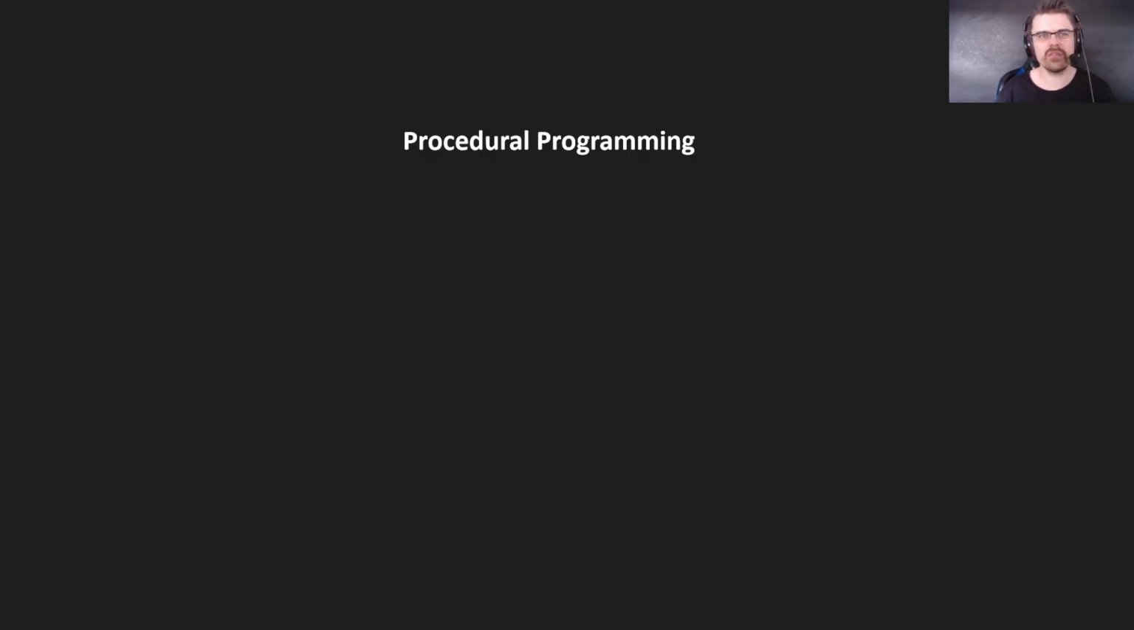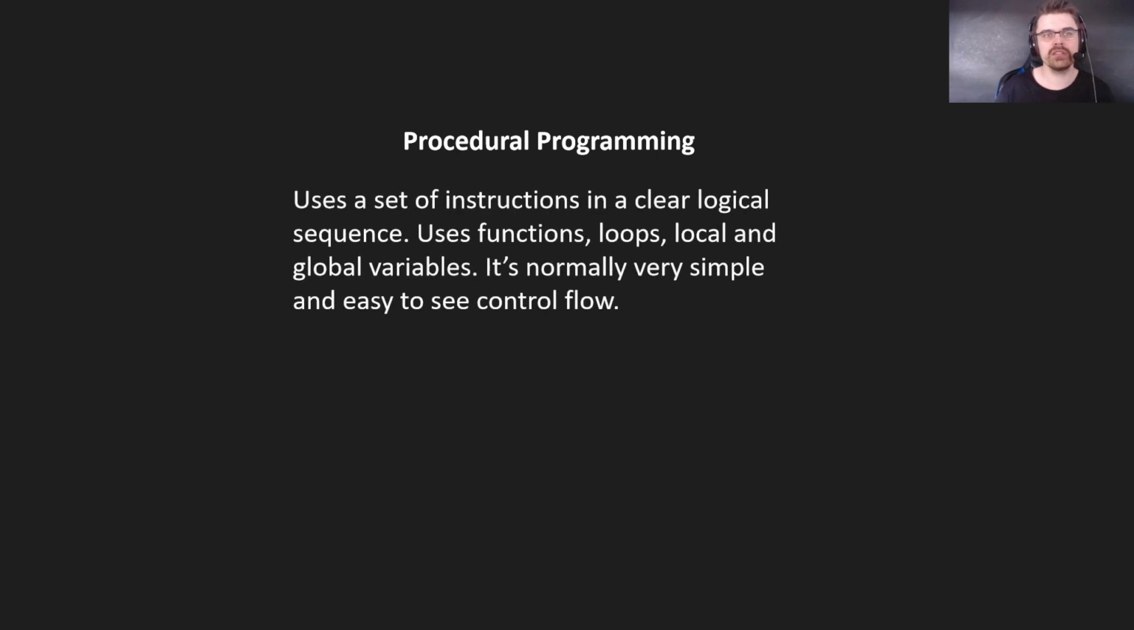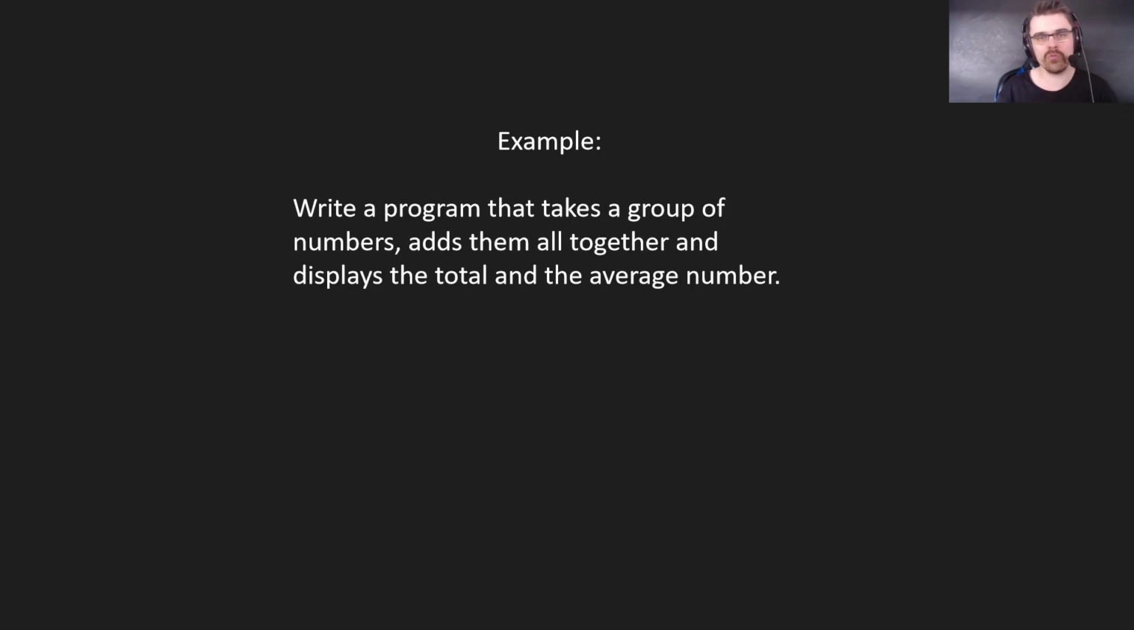It's kind of hard to give a basic definition of this, but it uses a set of instructions in a clear logical sequence, and uses functions, loops, and local and global variables. It's normally very simple and easy to see the control flow. So the program we're going to write in all three is: write a program that takes a group of numbers, adds them all together, and displays the total and the average number.